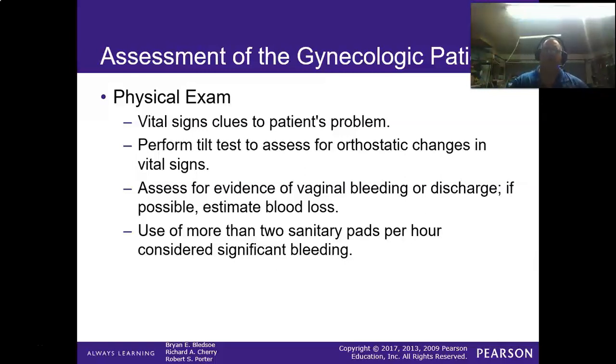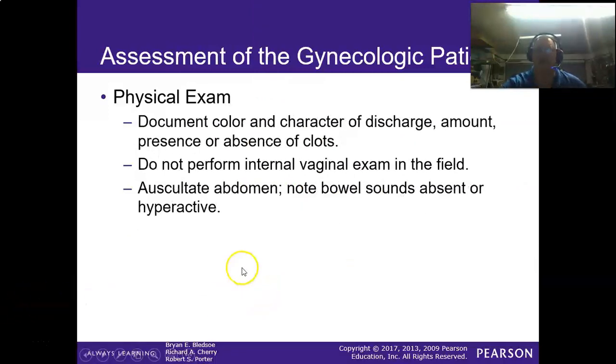So again, if you've got an infection going on in there, you can have the yellow or white discharge. But again, it is something that we do get called for. If they've used more than 2 sanitary pads per hour, that is significant bleeding, okay? So if they're soaking through pads, we need to find out, this is a little bit bigger than a menses.